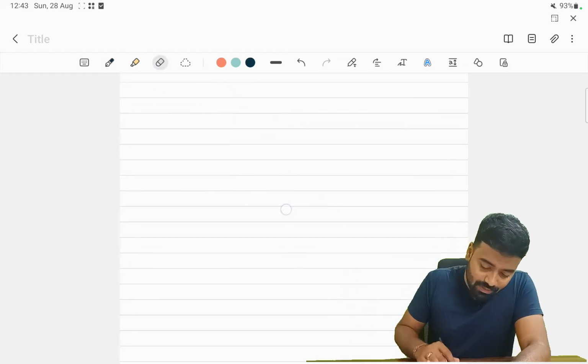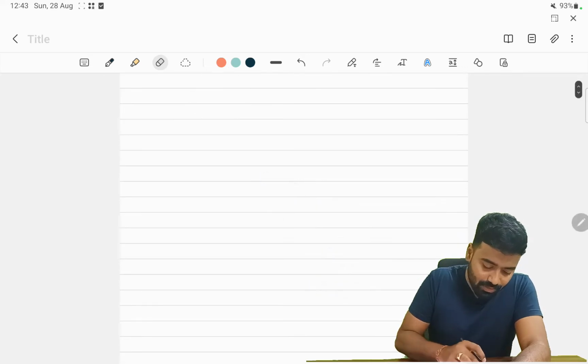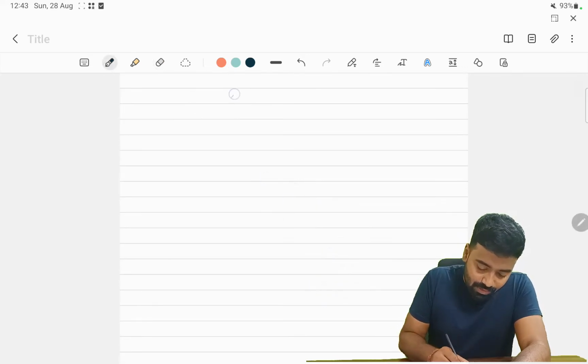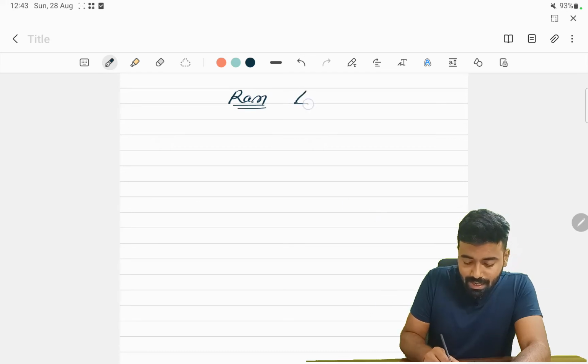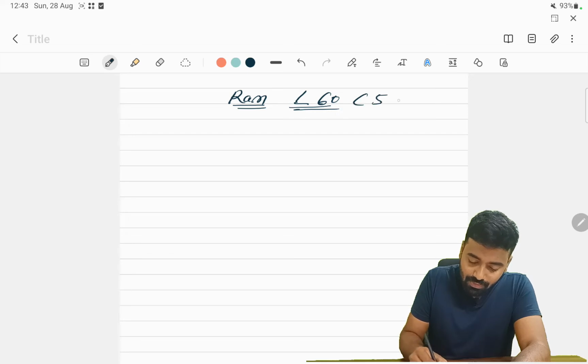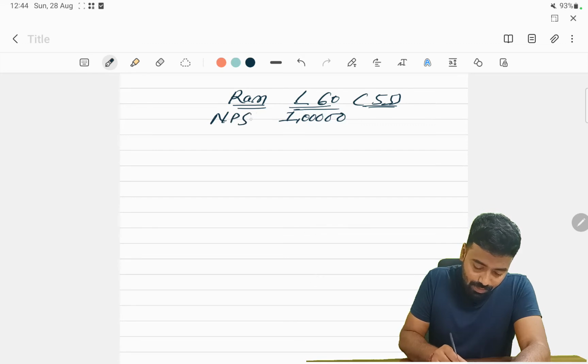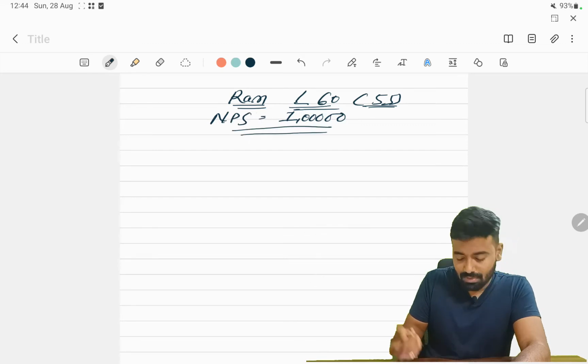What is happening in the second scenario? So take the example. Here Ram is there, and now he is retiring prior to 60. At the age of 55 he is retiring, and right now he has a corpus of 1 lakh rupees. That is basically his NPS. He has an NPS of 1 lakh.